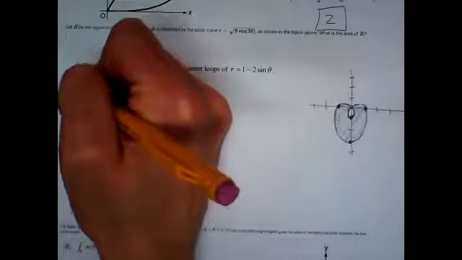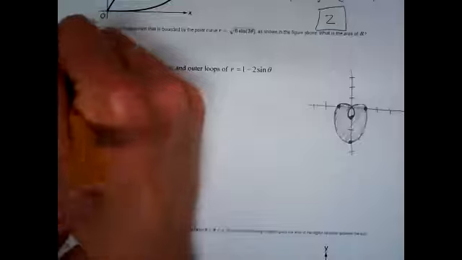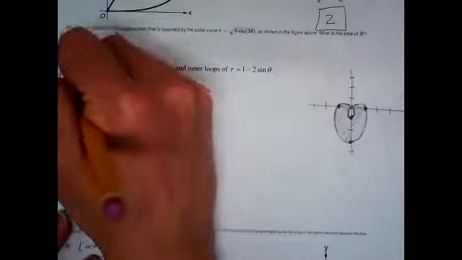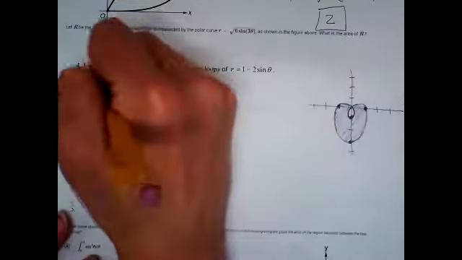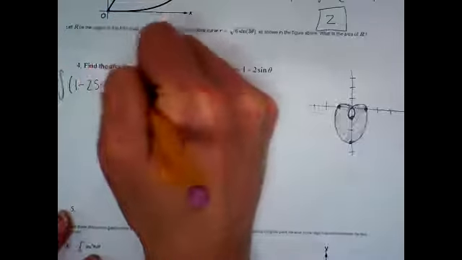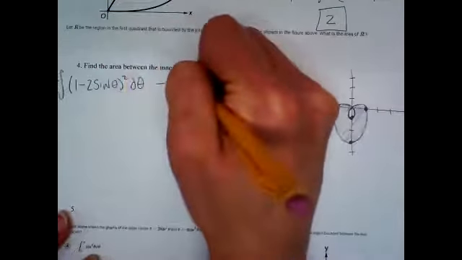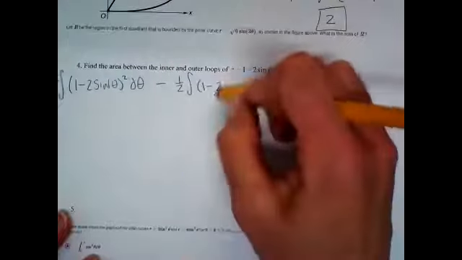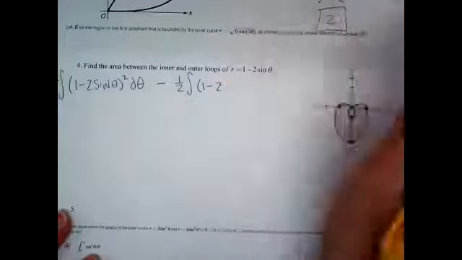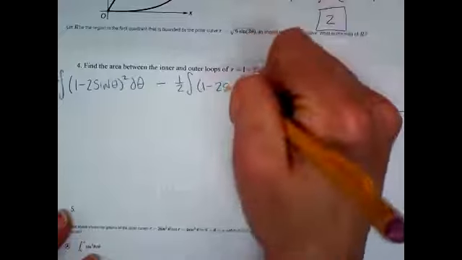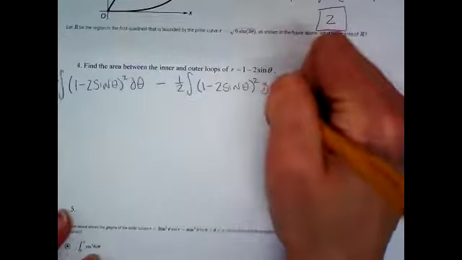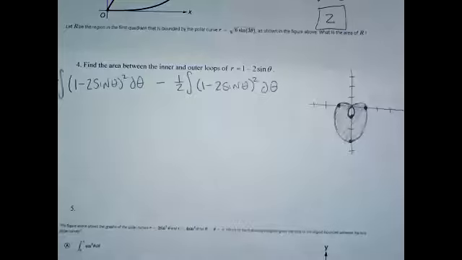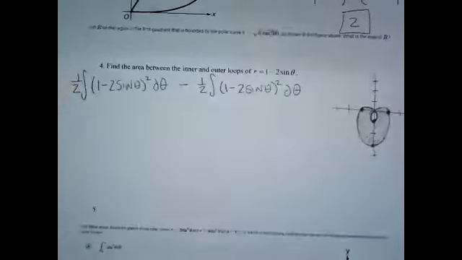Finding the boundaries is the harder part. It's going to be 1/2 and then this thing squared, d theta minus, and then write the same thing. We're going to do the outer loop minus the inner loop. So just go ahead and set it up and then we'll figure out the boundaries. Because again, figuring out those boundaries, like the intersections, that's the hardest part.